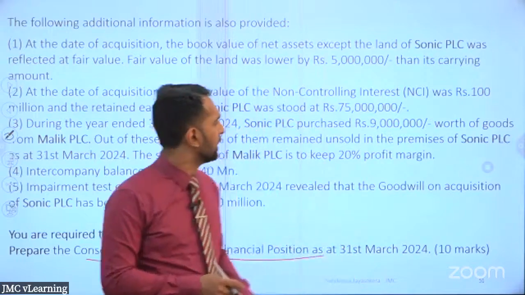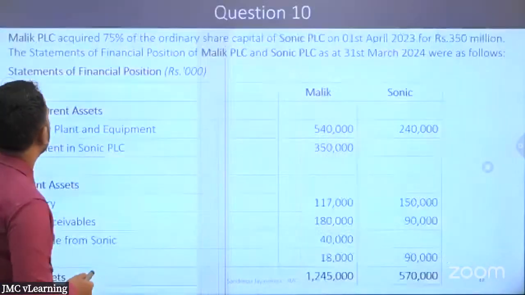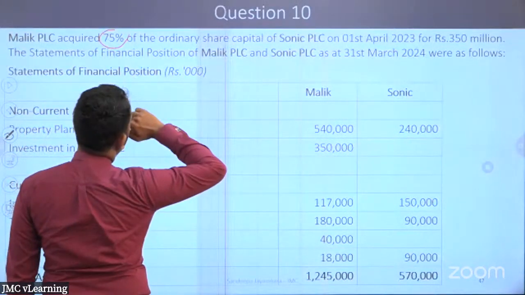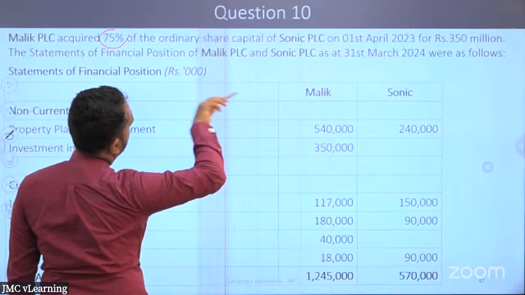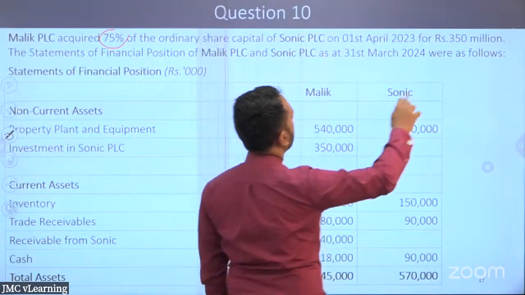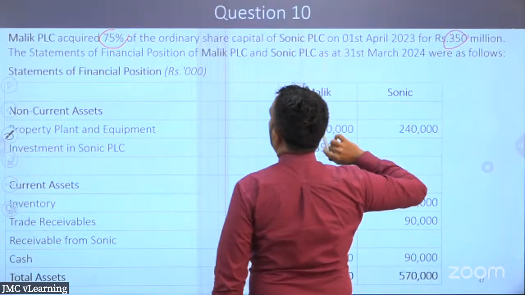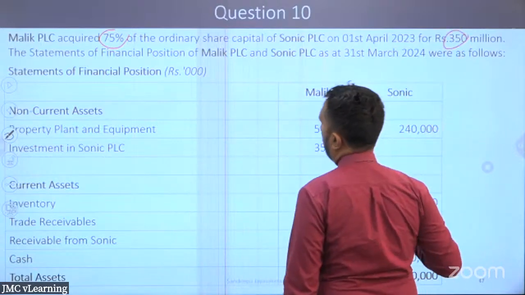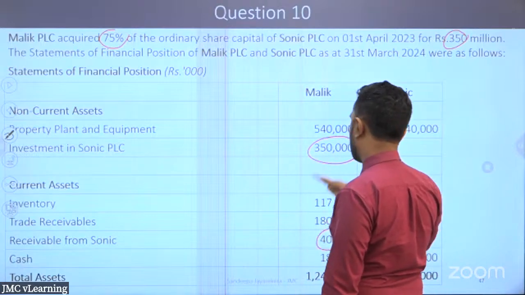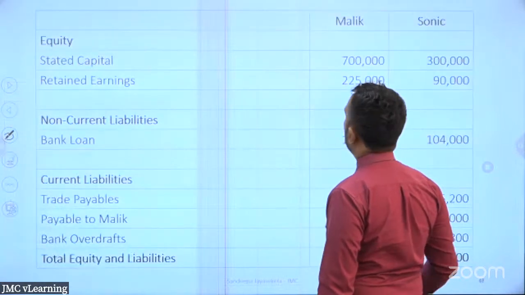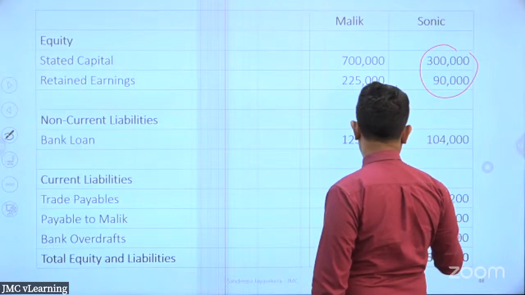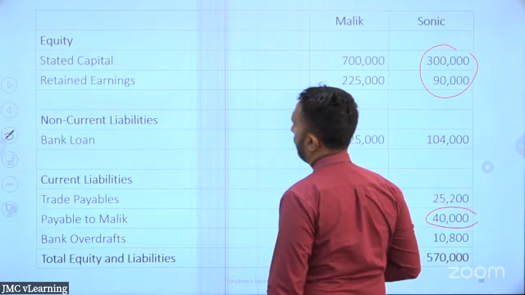Right. So we'll start from the beginning. Malik PLC acquired 75% of the ordinary share capital of Sonic on 1st of April for rupees 350 million. The financial position is given to you: investment in Sonic 350, receivable from Sonic 40, stated capital and the retained earnings, payable to Malik 40. These are the important information.